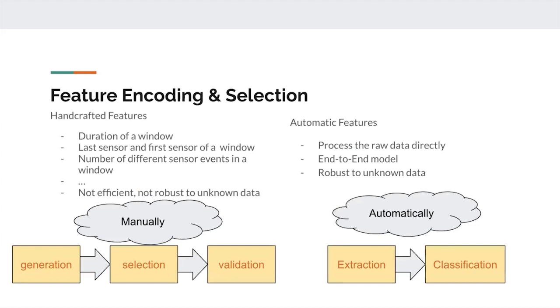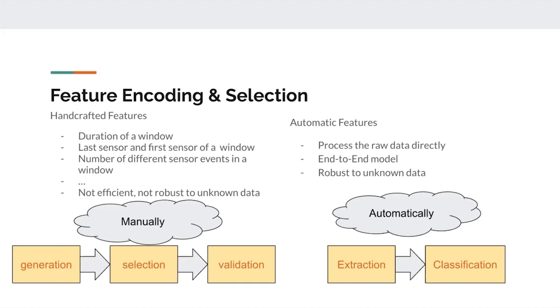Feature encoding and selection is the basis to train a robust classifier. In the current literature, there are mainly two kinds of methods for processing features. The traditional method uses handcrafted features. They use data segmentation methods such as sliding windows to generate windows, then compute the duration of a window, extract the last sensor and the first sensor of a window, or the number of different sensor events in a window, and so on. The literature called this handcrafted features because such features need expert domain knowledge to manually generate, select, and validate. This approach is not efficient and not robust to unknown data.